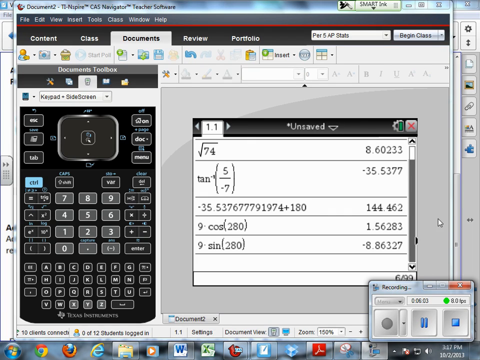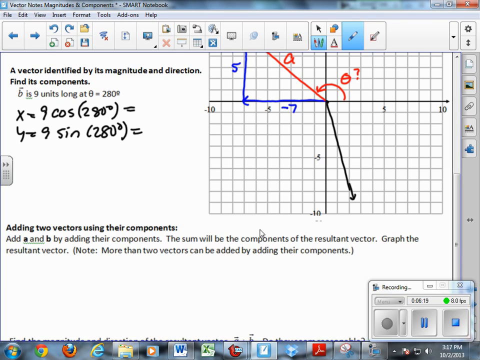Okay, you can see I did those in the calculator, and I got positive 1.56 and negative 8.86. Usually I like to go to about 3 decimal places, so I'm going to call that positive 1.562 and negative 8.863. I'm going to double check.